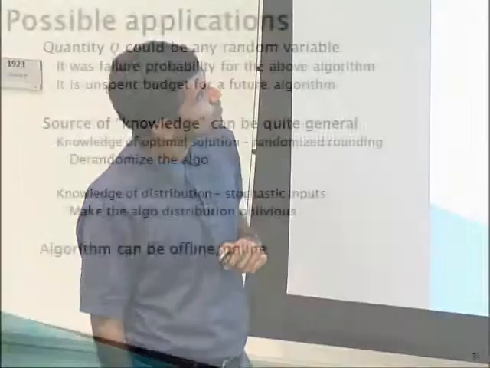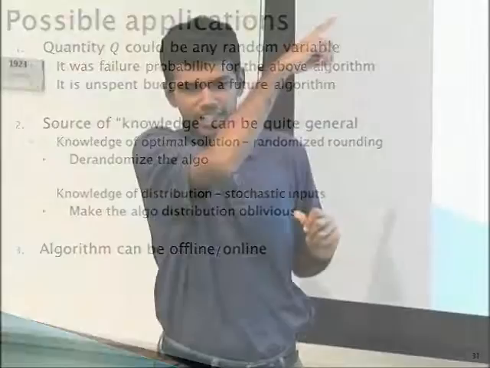So this approach is quite general, as you can see. For this problem, the metric Q, which we used to measure, was the failure probability. And for a future algorithm, for the adversarial problem with the unbounded gamma, this same metric is going to be unspent budget. Same analysis, you just substitute for Q. Instead of the failure probability, you substitute unspent budget. The analysis goes through.